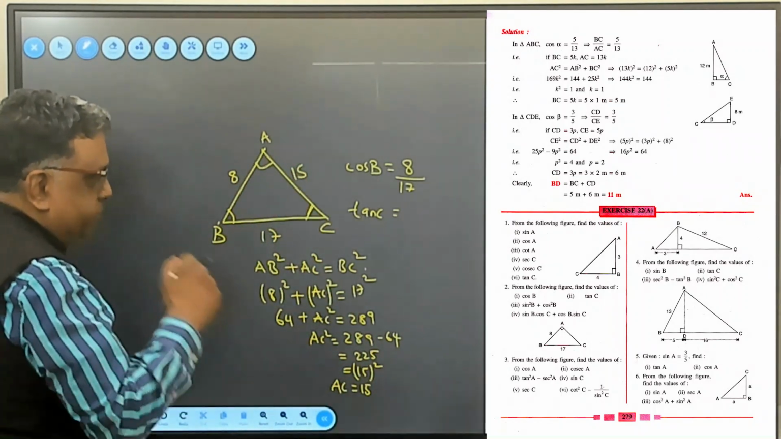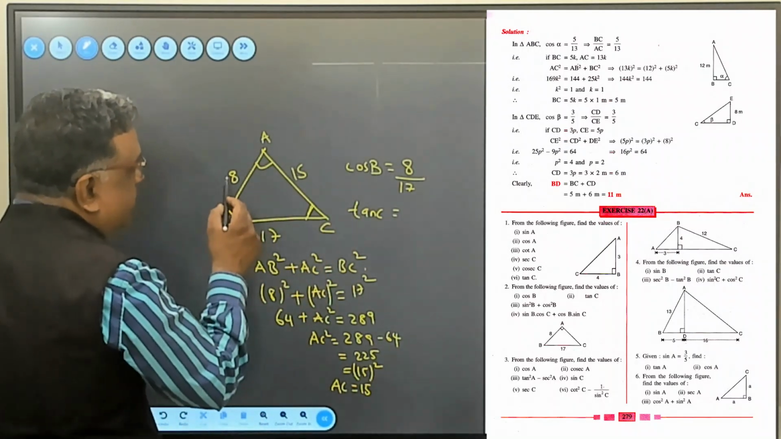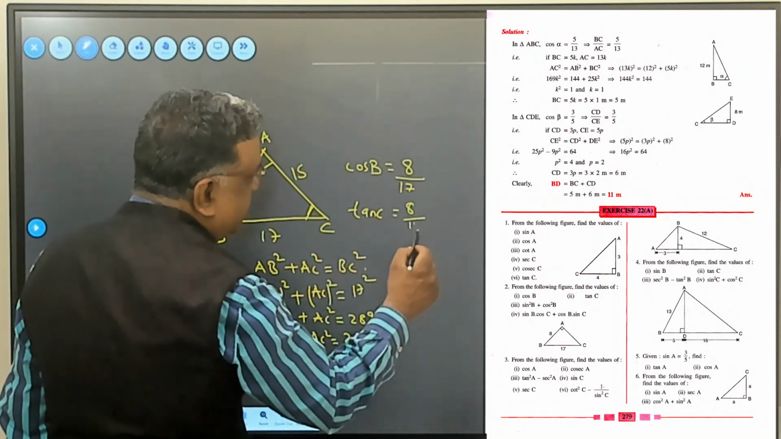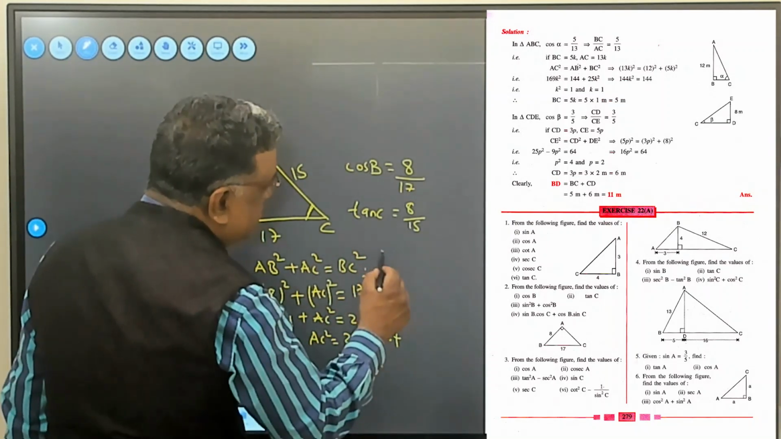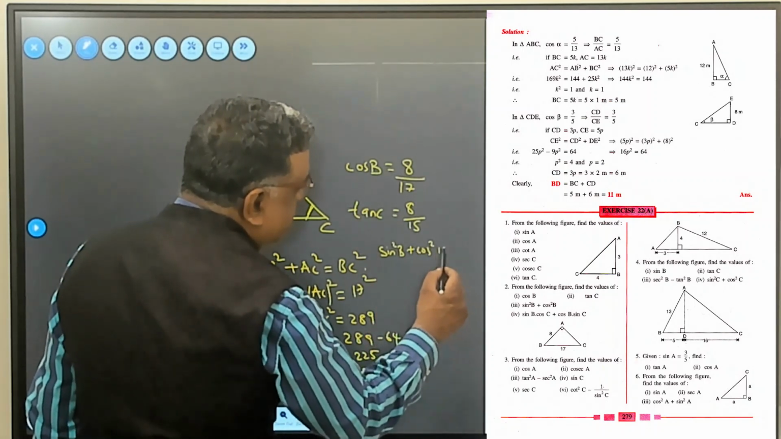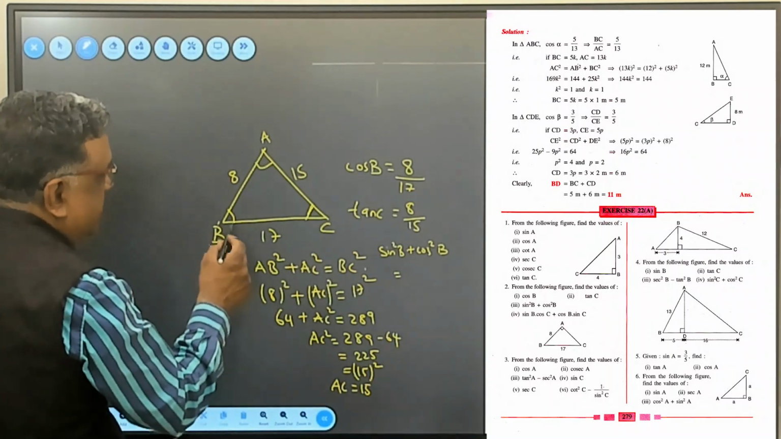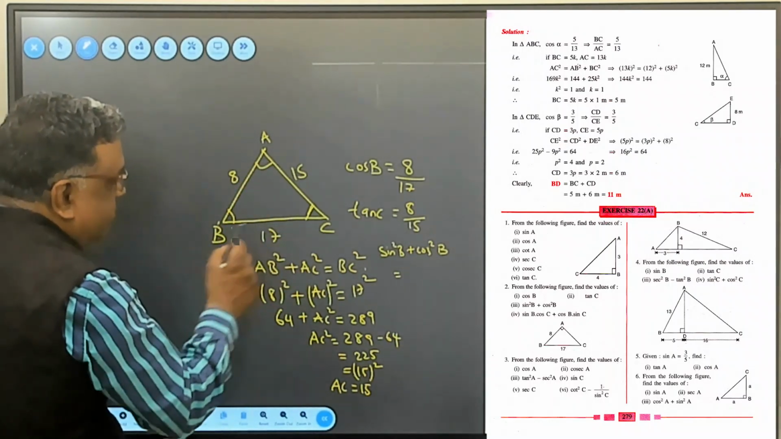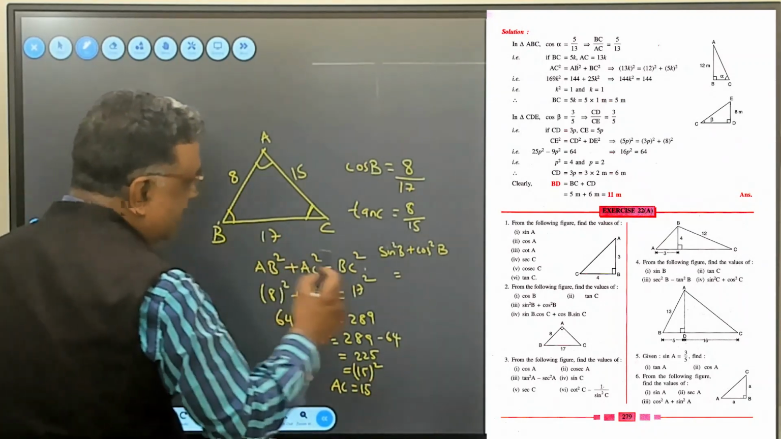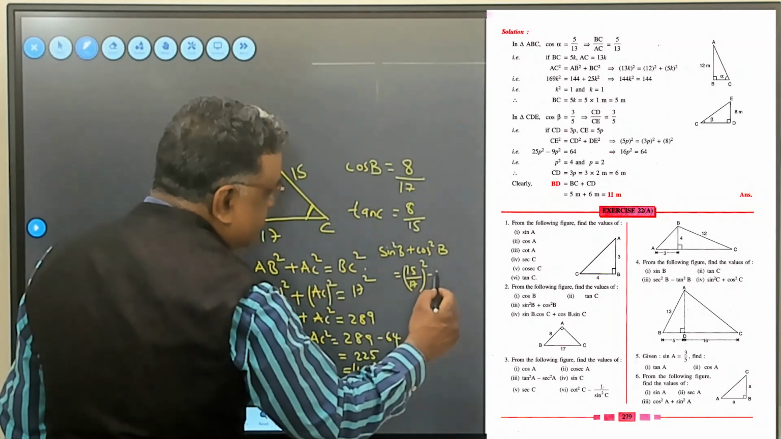Correct. Now I need to find tan C. So tan C would be the opposite side AB upon the adjacent side AC, so 8 upon 15. Then what do I need to find? Sin square B plus cos square B. So let me find sin B. Sin B is opposite side upon hypotenuse. The opposite side is AC, the hypotenuse is BC. So 15 upon 17, and I will square that because it's the square of sine.